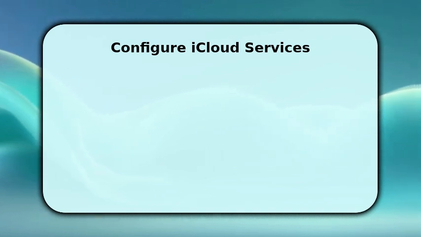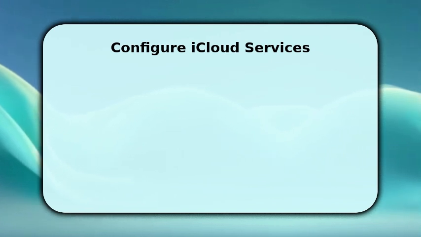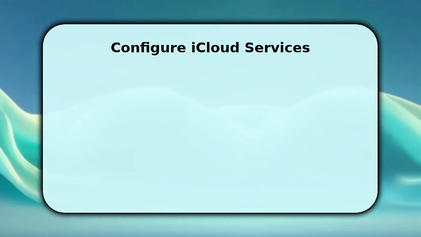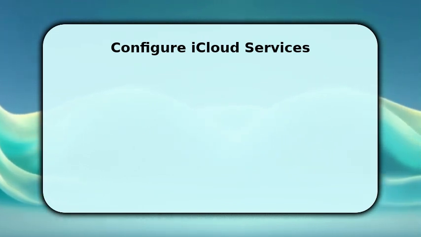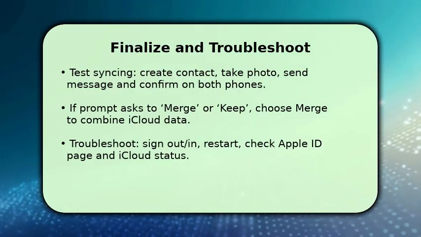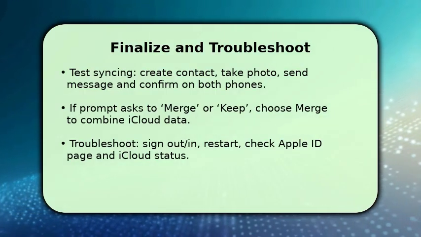Enable Messages in iCloud so texts and attachments stay consistent. If you hit storage limits, upgrade your iCloud plan now to avoid sync failures. Also check FaceTime and iMessage settings so calls and messages route to both devices as expected. Finish by testing. Add a contact, take a photo, and send a message. Confirm they appear on both iPhones.